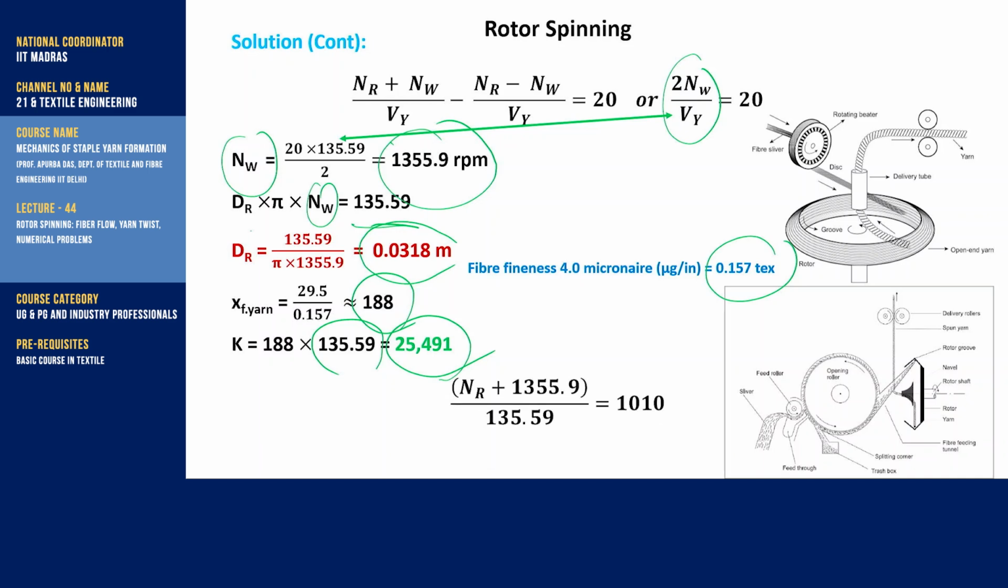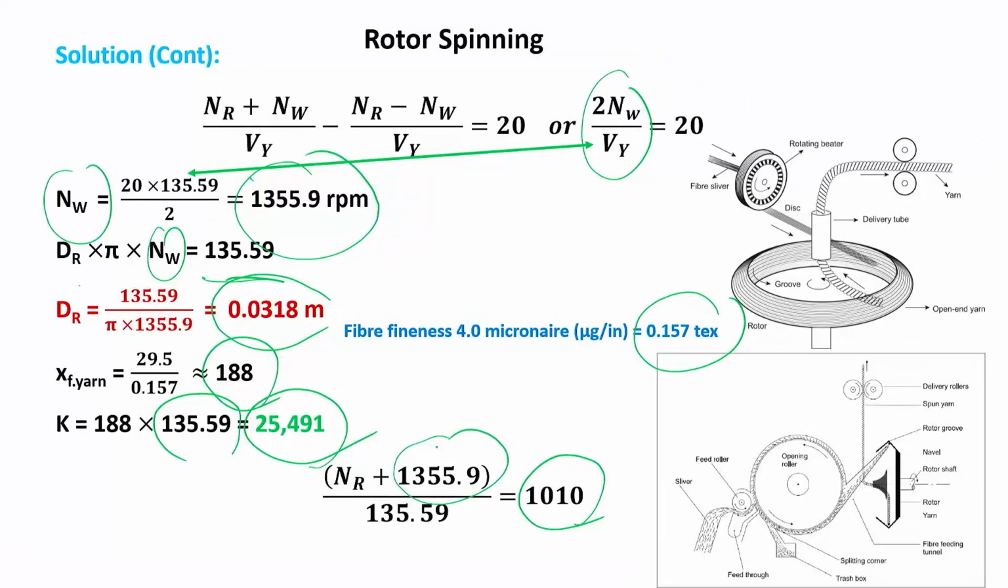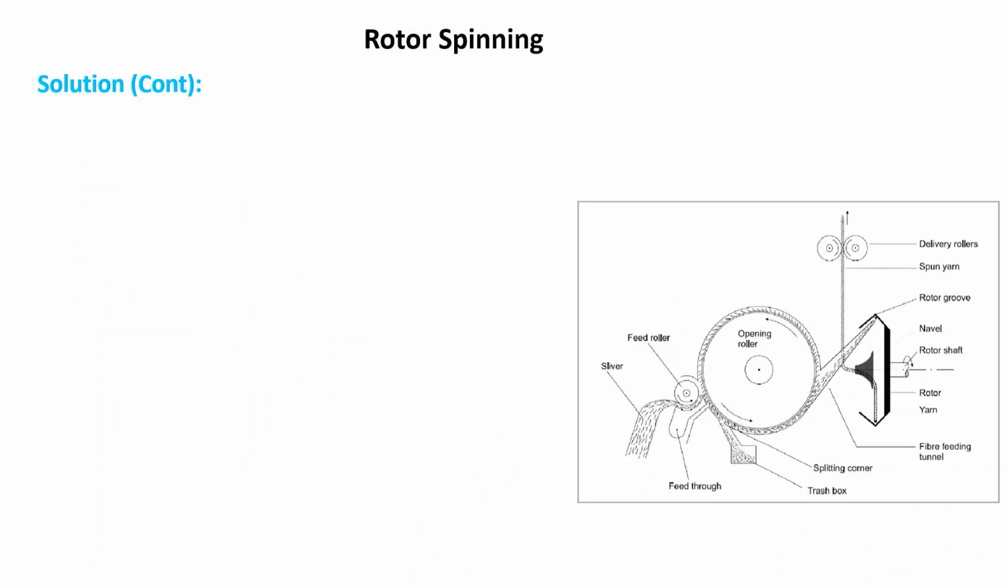And we know that for normal withdrawal the twist is 1010, which is given. So Nr, the RPM of the rotor, plus the withdrawal RPM, divided by the delivery speed, we know, and from this equation we can calculate the RPM of the rotor. So rotor RPM is 135,590 RPM. So rotor RPM is calculated.